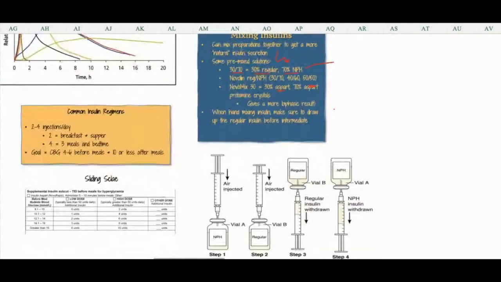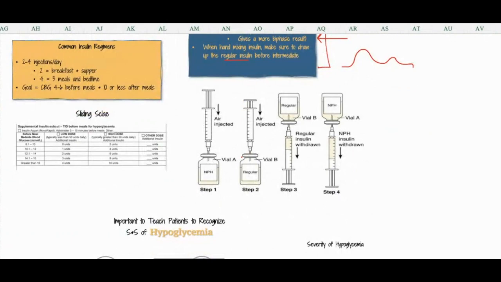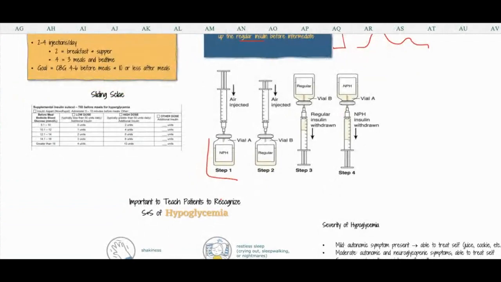There's nothing really important. When you're hand mixing your insulin, you have to draw up the regular insulin first. And if you remember from any of your practical tests, it's cloudy, clear, clear, cloudy, right? So you inject the air into the cloudy, then you inject the air into the clear, then you pull up the clear, then you pull up the cloudy. So you can just look at this and do whatever you have to do to try to remember that. That often will show up on a test.